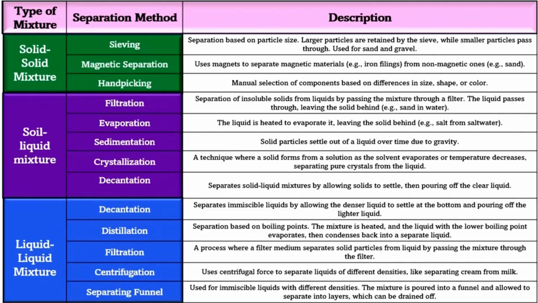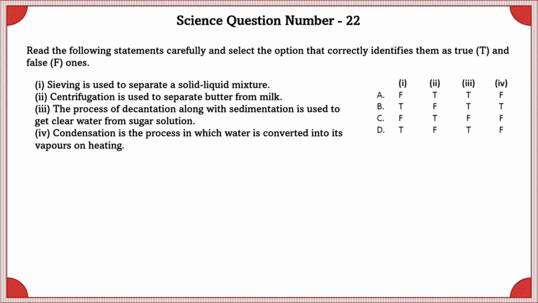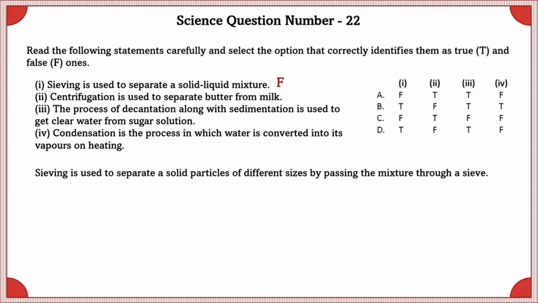Here we can look at the types of separation methods. Science question number 22. Read the following statements carefully and select the option that correctly identifies them as true and false. One, sieving is used to separate a solid-liquid mixture. False. Sieving is used to separate solid particles of different sizes by passing the mixture through a sieve.